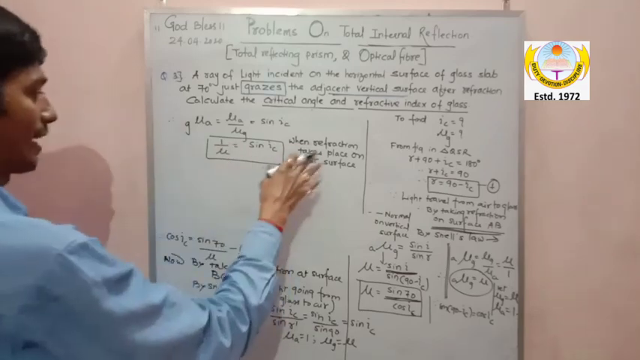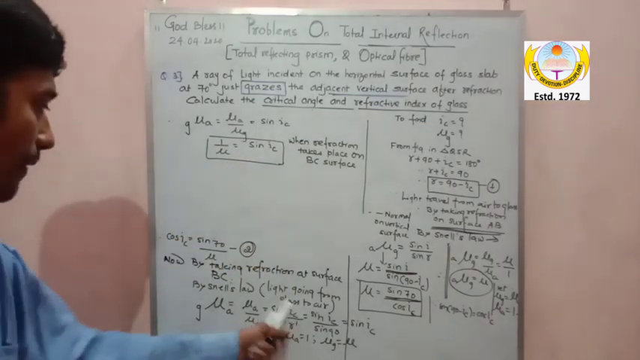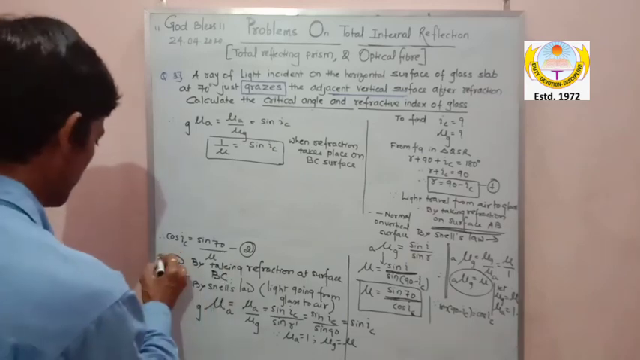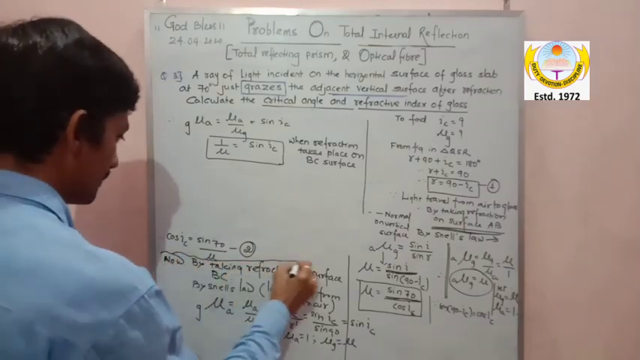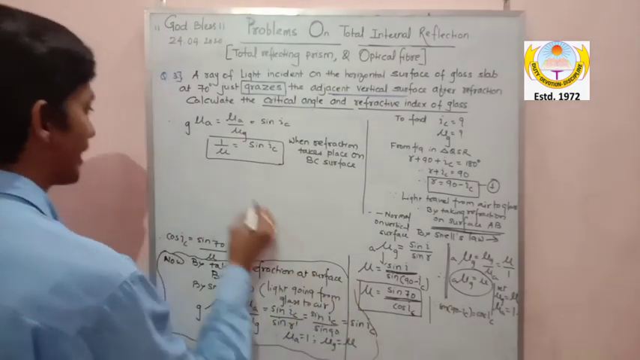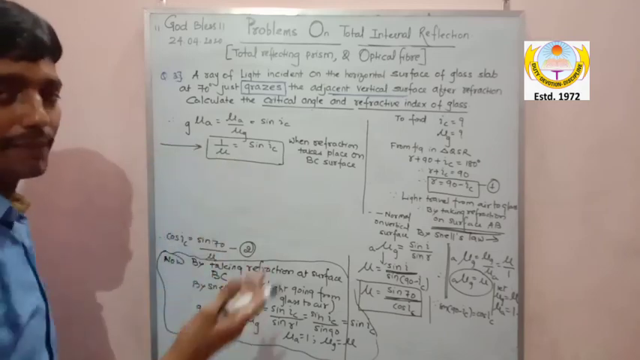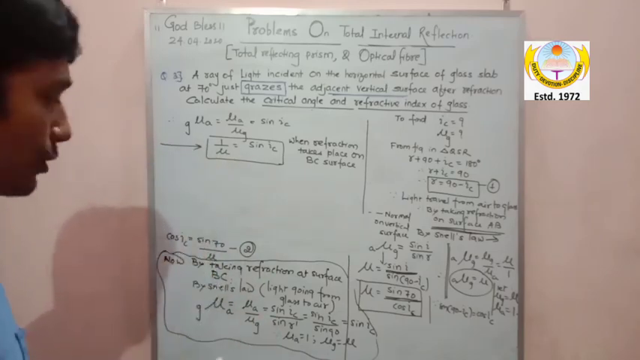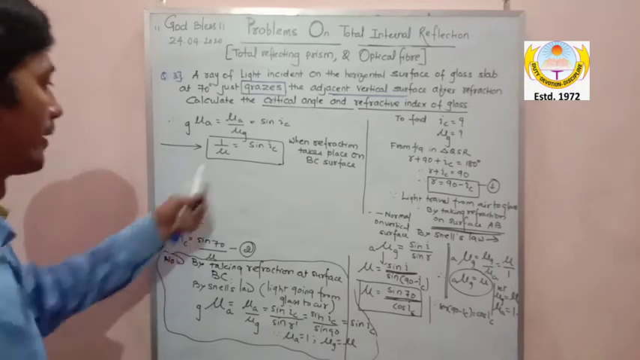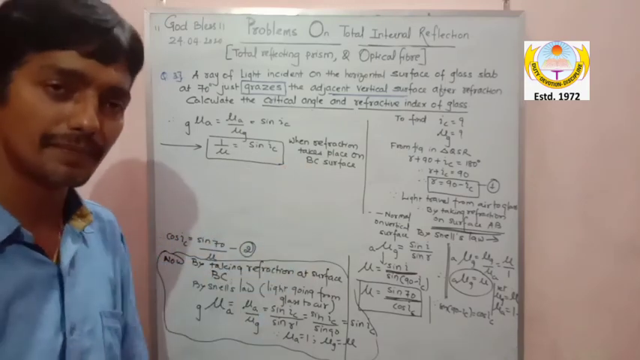This is when refraction takes place on the BC surface, and this is the way I am getting it. You can see from here. I have done the entire calculation of how the answer comes as 1 by mu is sin IC. So in the exam, if you feel that you know much, you can avoid all this and write the formula directly. We know that 1 by mu is sin IC.